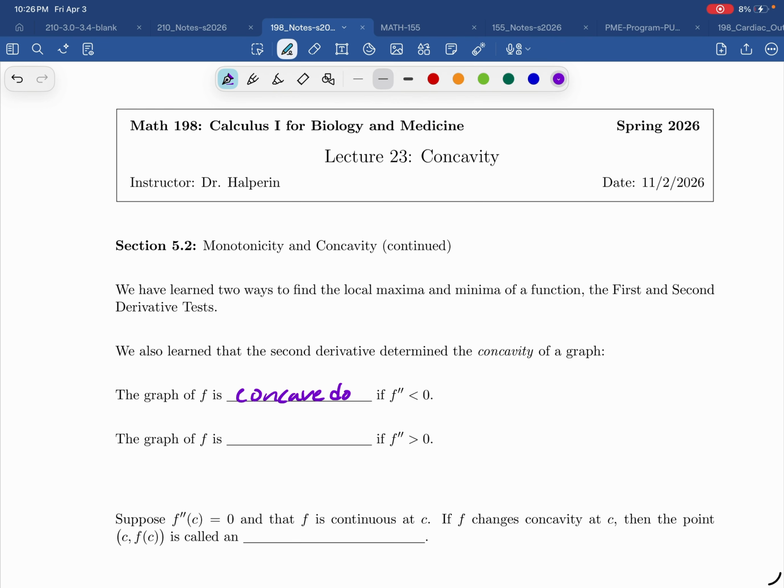If the second derivative is less than 0, if it's negative, then we call the graph concave down. And if the second derivative is greater than 0, then we call the graph concave up. So if you think about it, these two curves are concave up. These two curves, actually, let me write it this way, these two curves are concave down, right? Note that these two curves are facing up, and these two curves are facing down, okay?